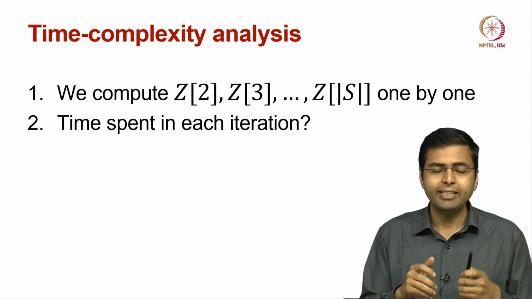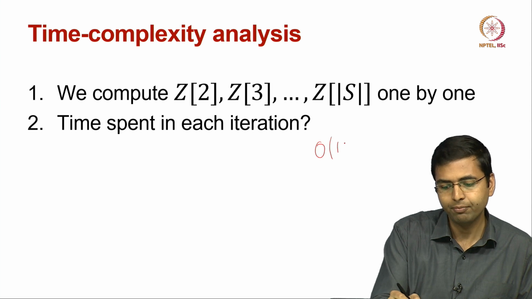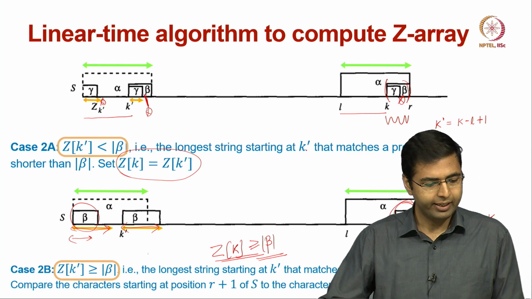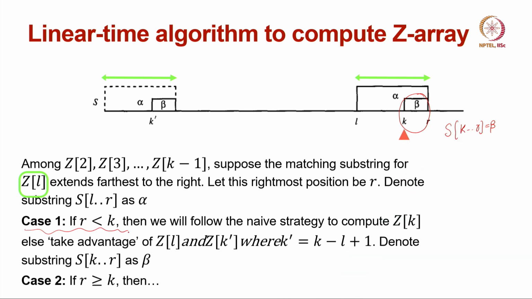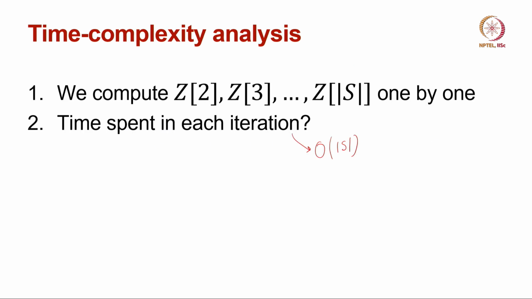Observe that in each iteration we may in the worst case spend up to order S time. This is because in case 1, we still have to follow the naive strategy to compute Zk. So, unfortunately, if we analyze the algorithm in this style, we will end up back with the time complexity order S square.